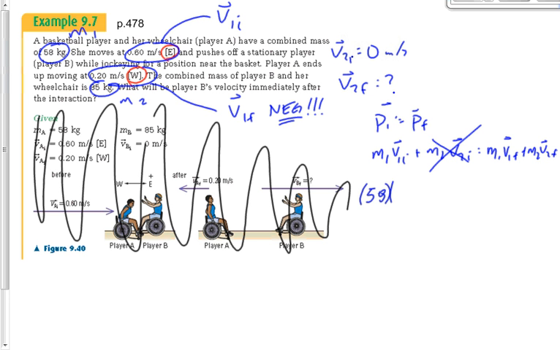V1I is 0.60 meters per second. M1, once again, is 58 kilograms. V1F is 0.20 meters per second. All right, look at that. I kind of set that up, right? Negative, right? Good. At least you caught it. Good. M2 is 85 kilograms times V2F.